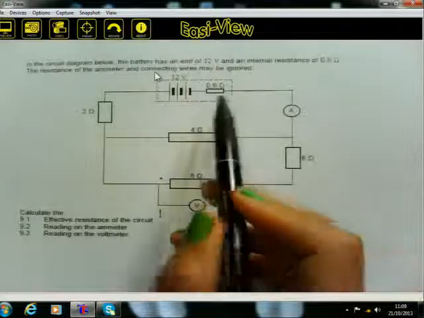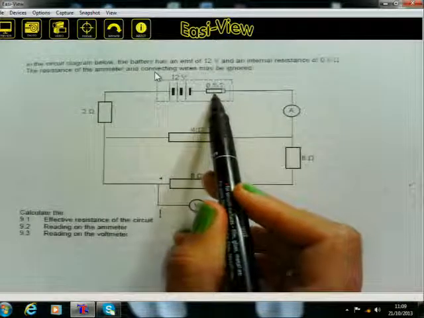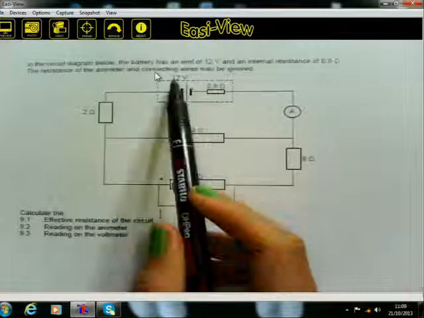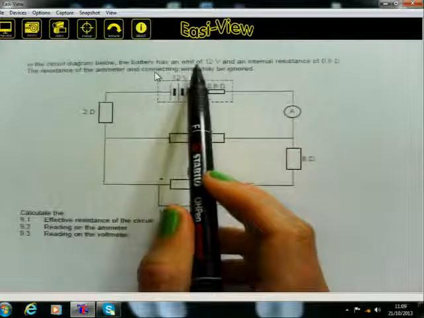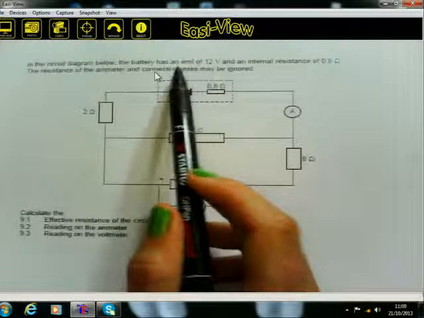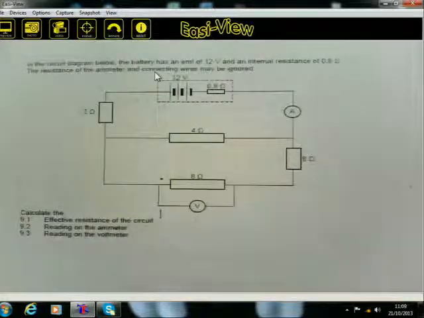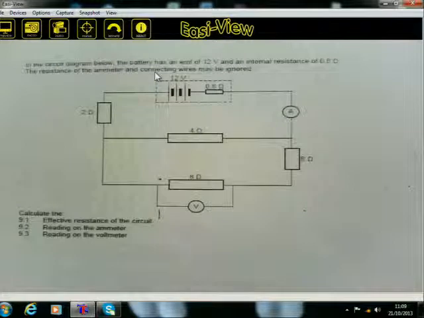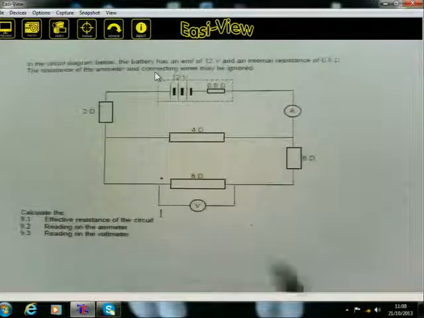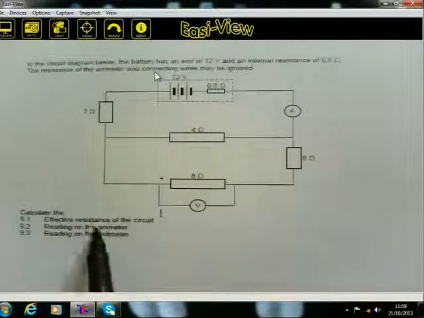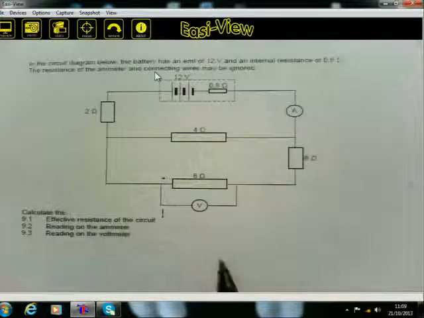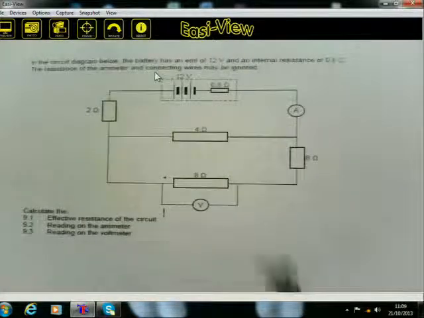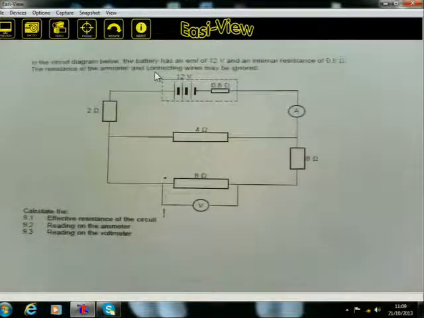They also give us the internal resistance, 0.8 ohms, and they give us 12 volts for the EMF. They say in the description it has an EMF of 12 volts. All right, let's look at the first question. Our first question says, calculate the effective resistance of the circuit. Now the first thing you must see is they don't say stop at the parallel part. They say the total effective resistance of the circuit.